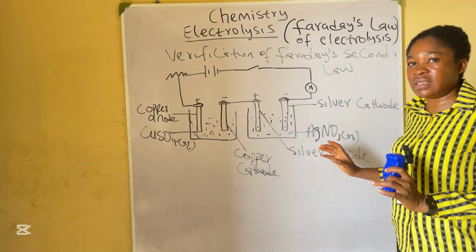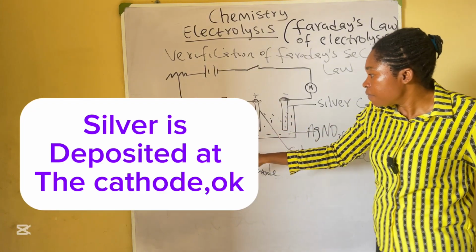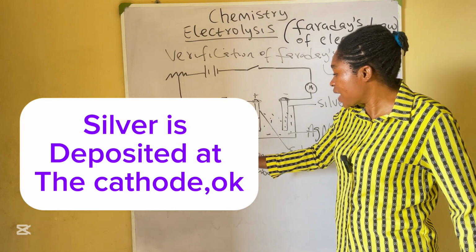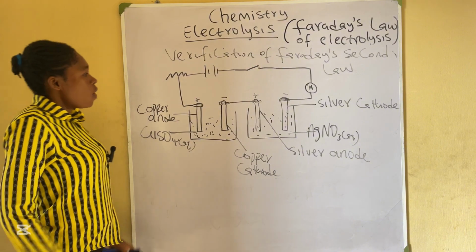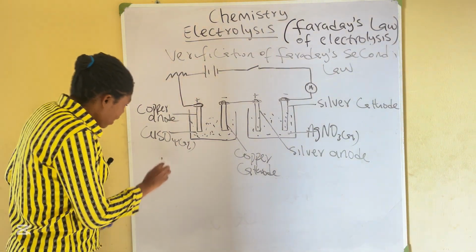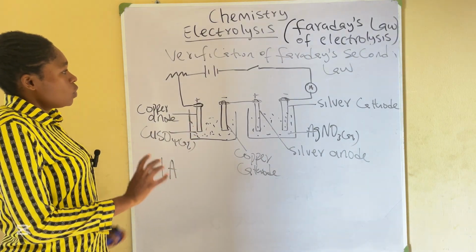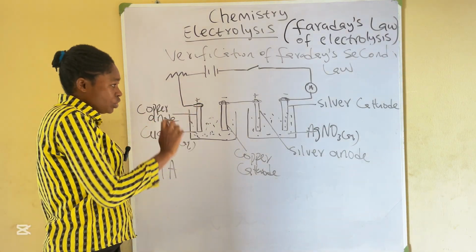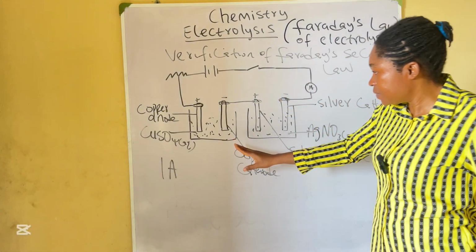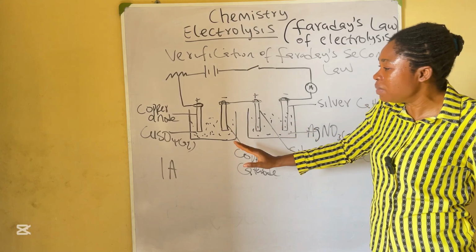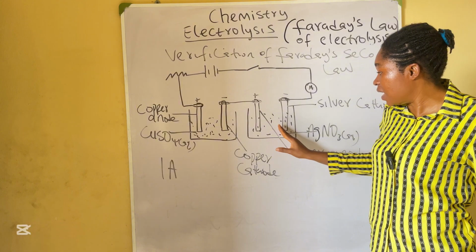Before we start this experiment, as in the verification of the first law, we weigh the copper cathode and the silver cathode separately and note the mass. Then we pass a steady current of 1 ampere for 20 minutes, and we switch off the current. At the end of that 20 minutes, copper is deposited at the cathode and silver is deposited at the other cathode.